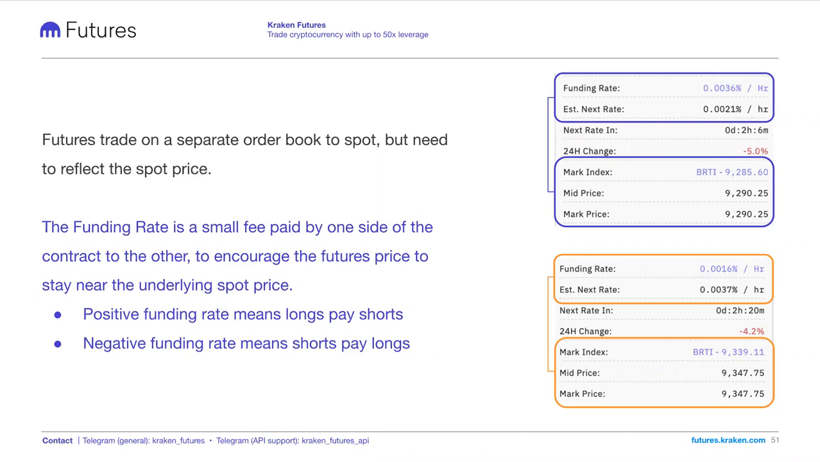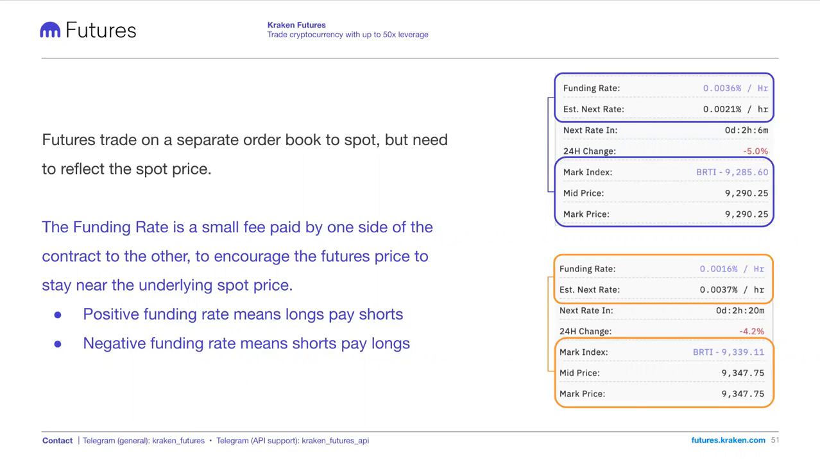We discussed in a previous session that futures trade on a separate order book to spot, but they're designed to reflect the spot price. To his credit, Arthur and the BitMEX team invented this. You need to create a way for the perpetual futures contract to stay in line with the spot price, because technically it trades in a separate order book.